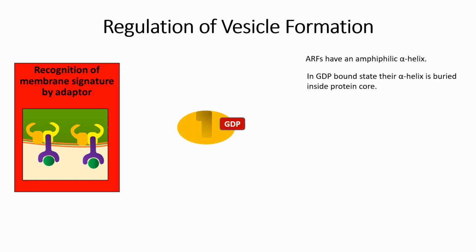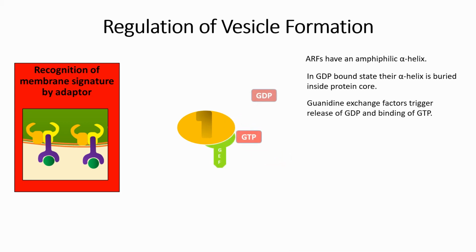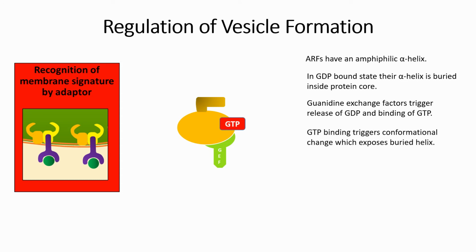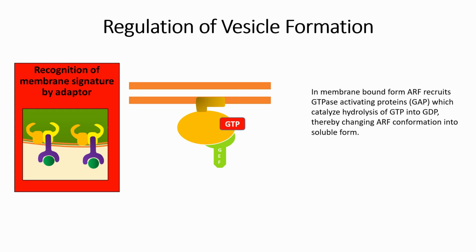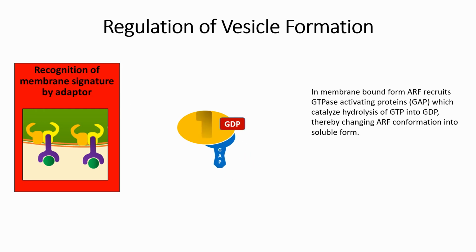In the GDP-bound state, their alpha helix is buried inside the protein core. Guanine nucleotide exchange factor, or GEF, triggers release of GDP and binding of GTP. GTP binding triggers a conformational change which exposes the buried helix. Through the myristoyl group of the alpha helix, ARF proteins tether themselves to the membranes. In the membrane-bound form, ARF recruits GTPase activating proteins, or GAPs, which catalyze hydrolysis of GTP into GDP, thereby changing ARF conformation into the soluble form again.